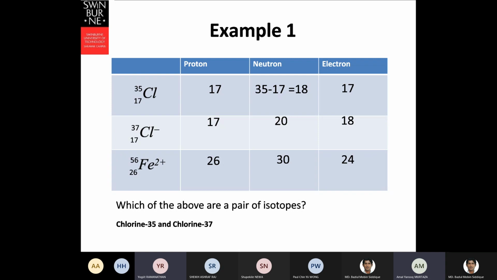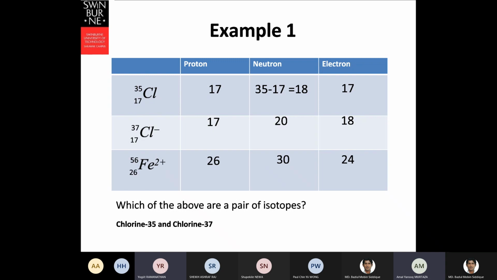Here we see that chlorine is 35, right? What is not changing here for chlorine? 35, 37, 17, 17. So which one is the number of protons, or atomic number, and which one is the mass number? This is the atomic number, it's not changing. So this is the number of protons it has. But 35 and 37, this is the number of protons plus neutrons. Right? Proton plus neutron. See, this is chlorine as well.